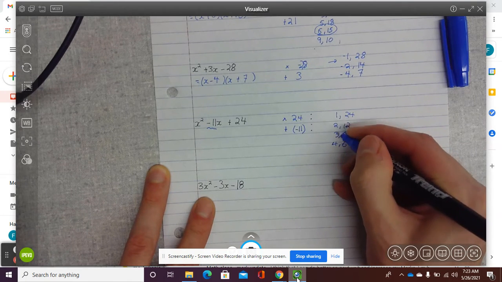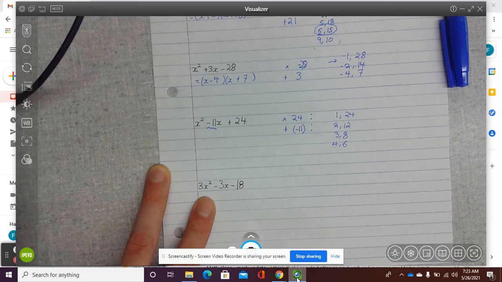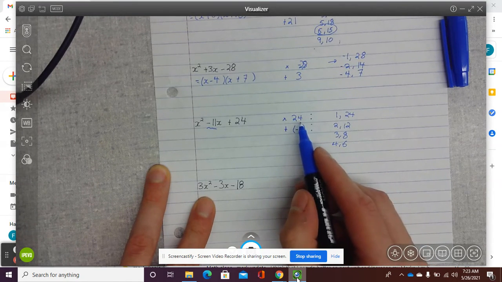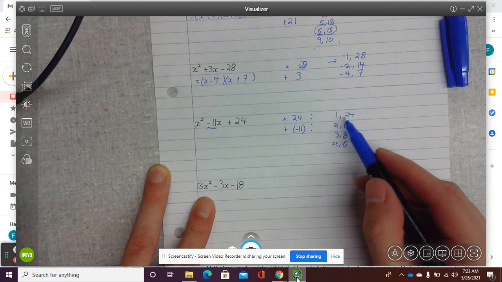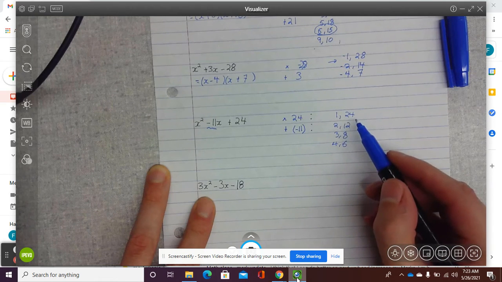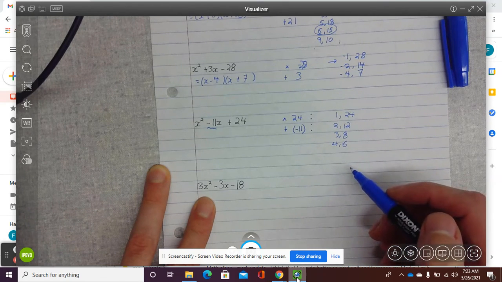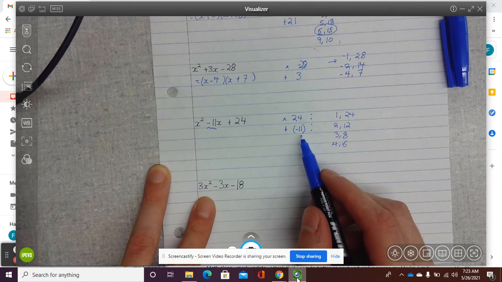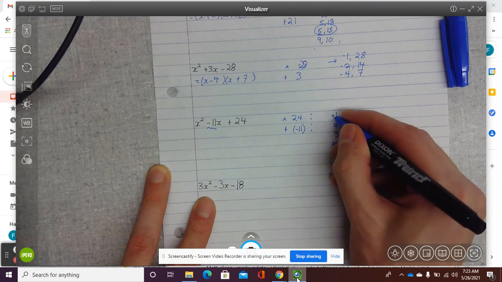So again, I'm doing them in order so I know I don't miss any. 24 is not divisible by 5. It doesn't end in a 5 or a 0. Okay, this time it multiplies to a positive. So that means you either need two positive numbers or two negative numbers multiplying together. But if it adds to a negative, well, it can't be two positives, so it must be two negatives.